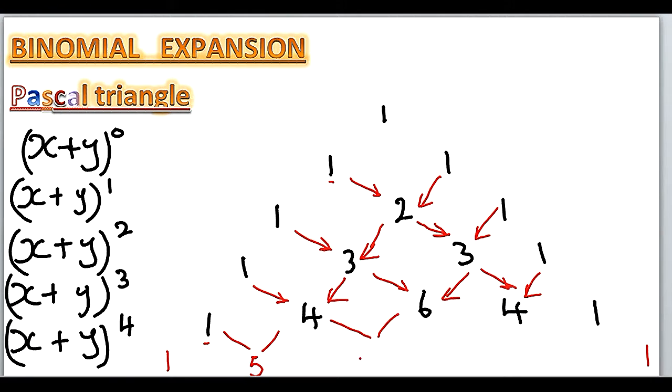You add 4 and 6, you get 10. 4 and 1, you get 5. And we can continue like that on and on. And this is what we call Pascal triangle.